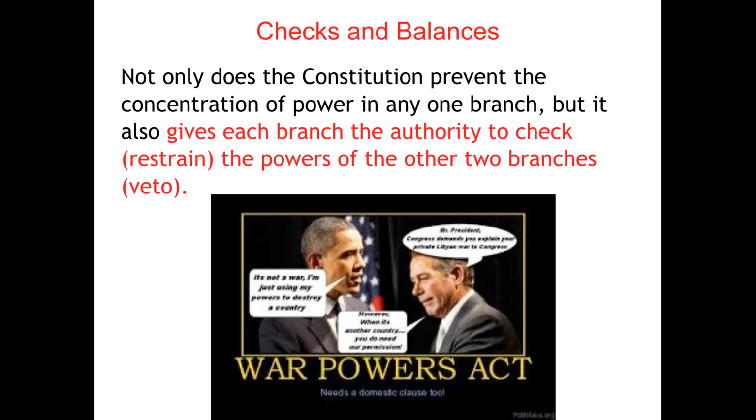Now there are some things that are interesting, that there are laws in place that are questionable. So with checks and balances, not only does the Constitution prevent the concentration of power in any one branch, but it also gives each branch the authority to check or restrain the powers of the other two branches. And the reason that the War Powers Act is here is that the War Powers Act, if it's contested in the courts, will probably be found unconstitutional. It was passed in 1973.